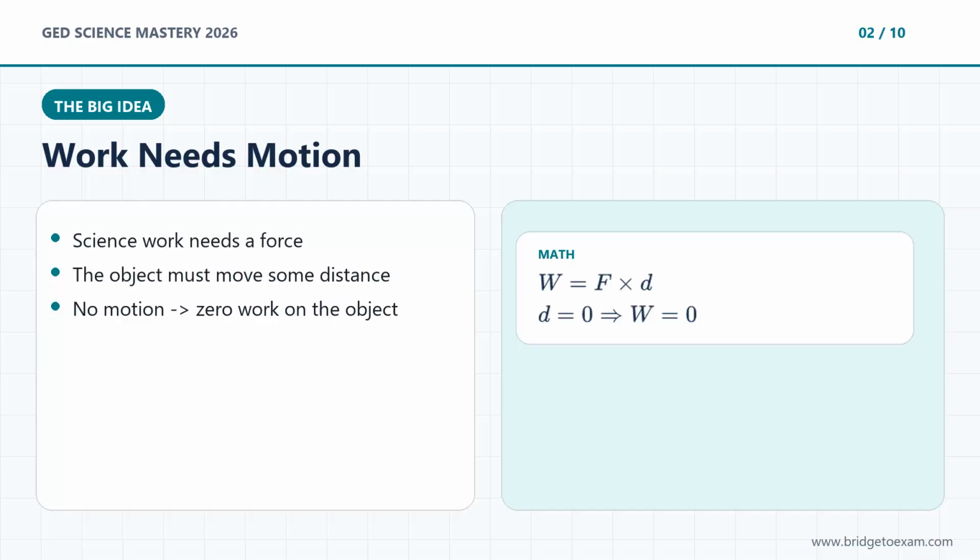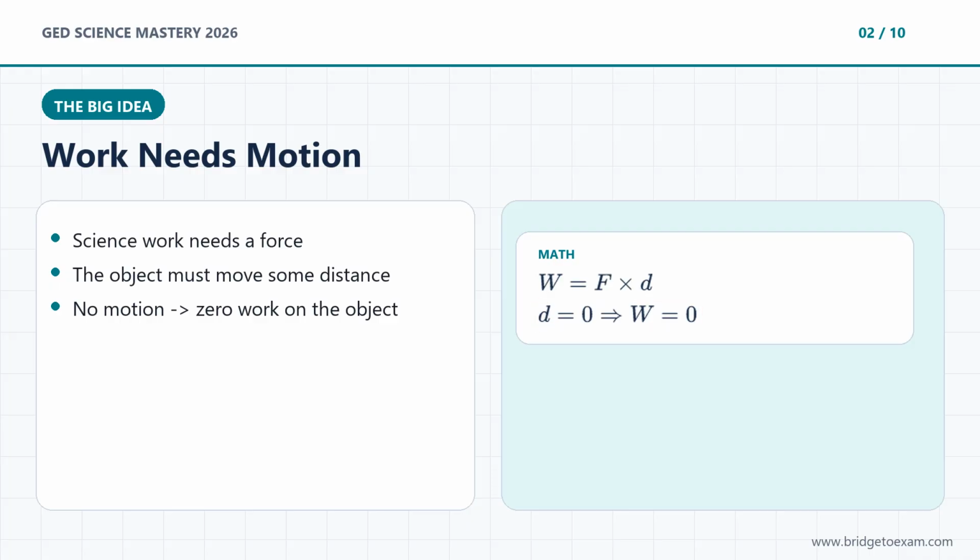Let's get to work. Here is the big idea in plain words. In everyday speech, you might say you worked hard if you pushed on a heavy wall. But in science, work only happens when a force actually moves an object. If the wall does not move, the physics work done on the wall is zero. The force can be huge, but without distance moved, the work is zero.